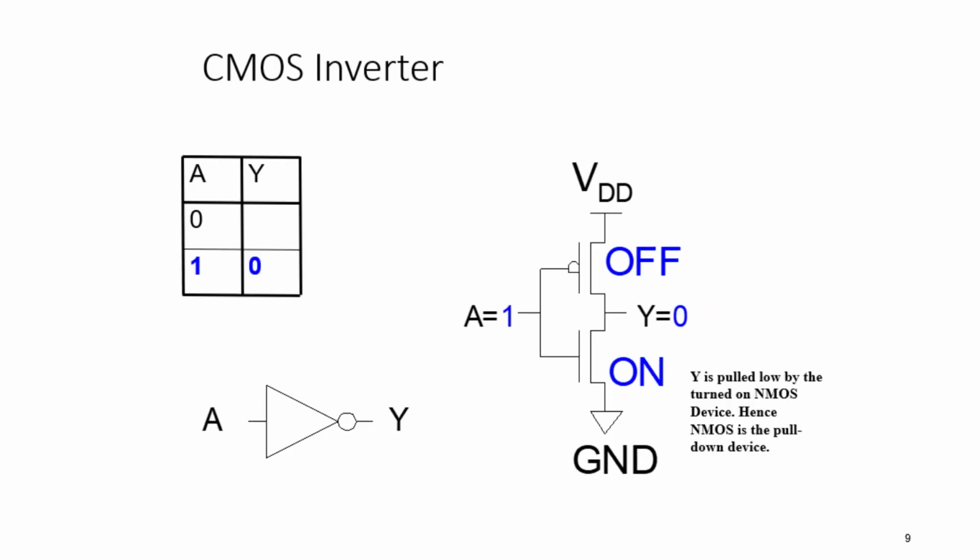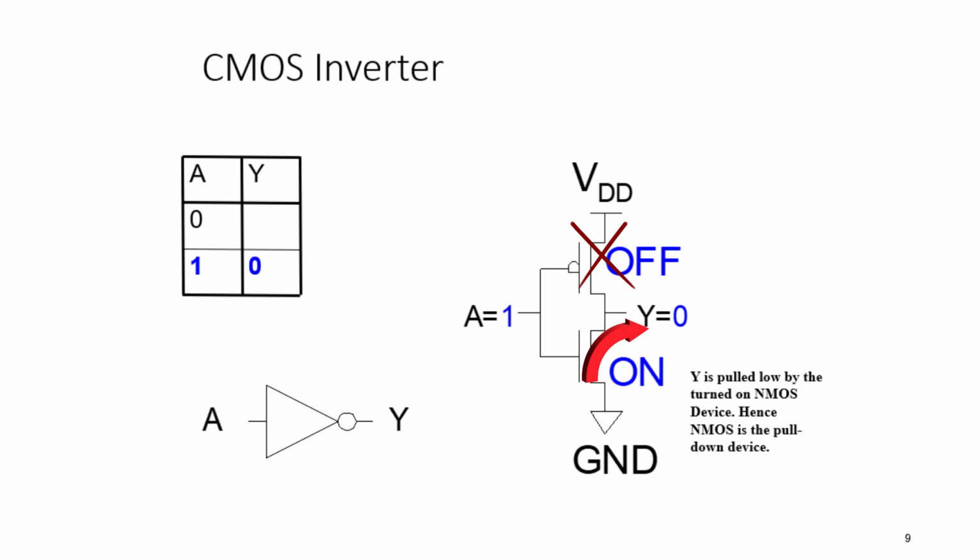Alternatively, when we supply input A with logic 1, the PMOS transistor will be turned off, so this path will be open, and the NMOS transistor will be turned on, pulling our output to the low logic of 0.